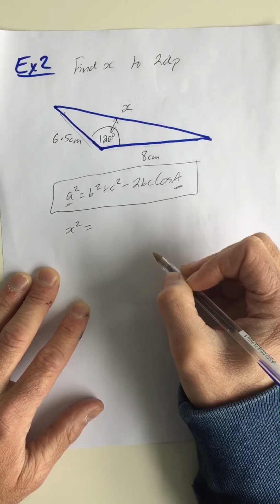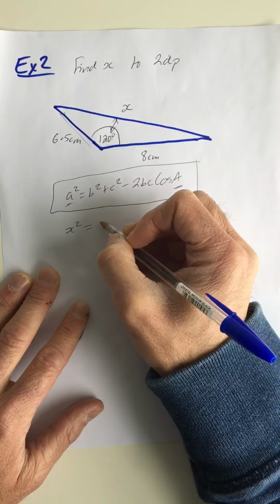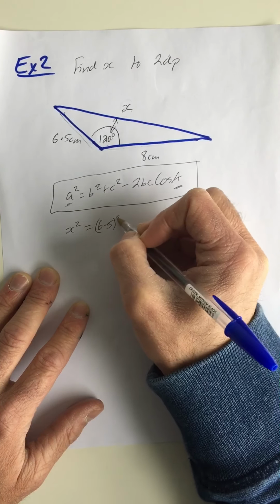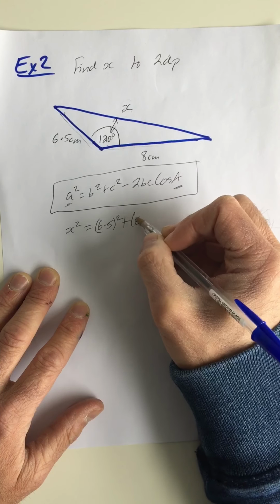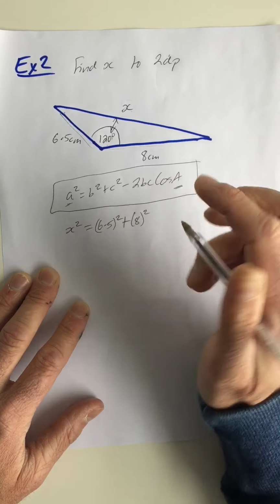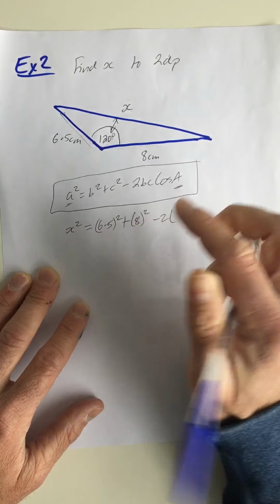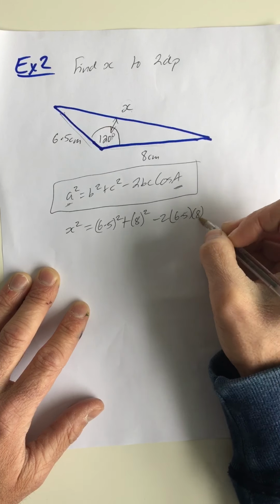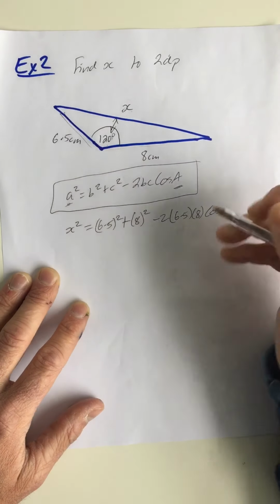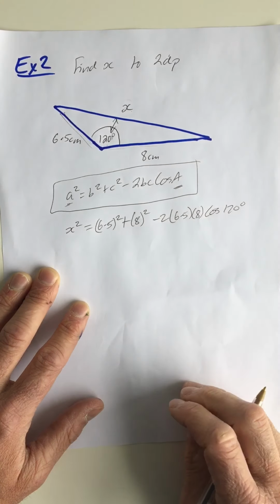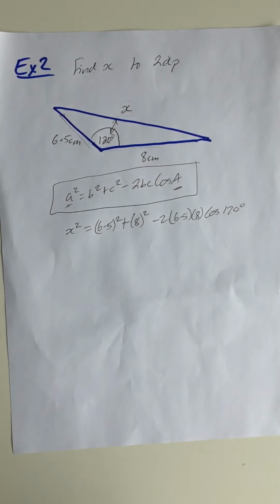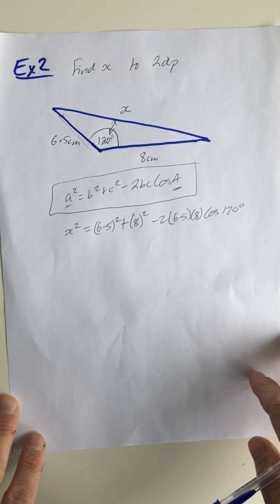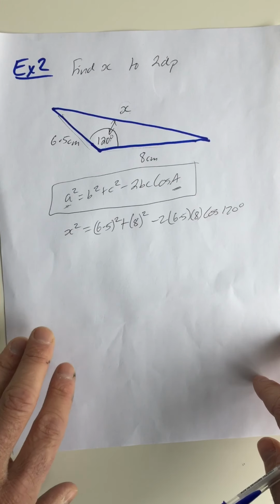It's x squared is equal to another side, let's call it 6.5, to be squared, plus the other side, which is 8, to be squared, minus 2 times that first side, which is 6.5, by the other side, which is 8, by the cosine of the angle, which is 120. So that's my algebra converted to numbers. I've subbed in all my letters as numbers.